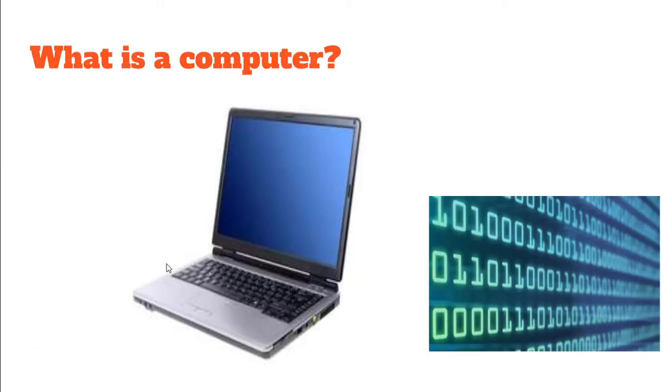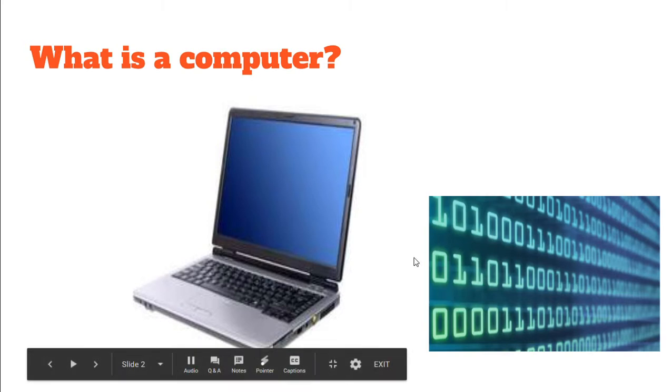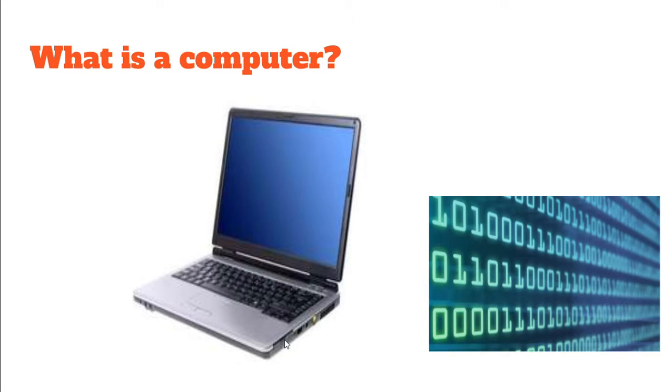So what is a computer? A computer is an electronic device that is able to store data and information using binary form. Binary form is a type of code where a certain combination of ones and zeros tell the computer to conduct a certain task or function.